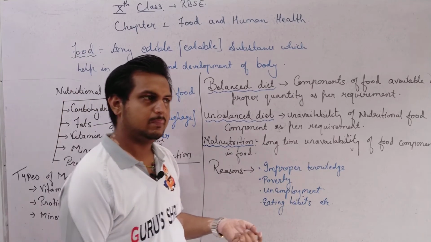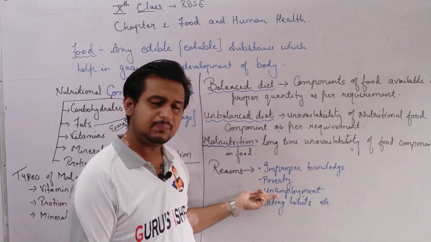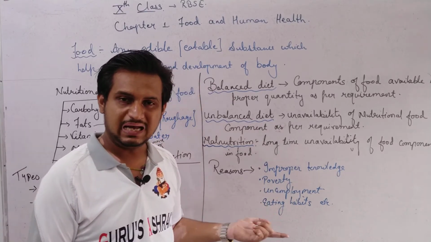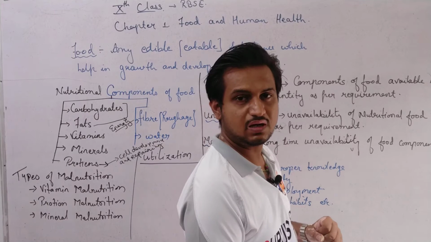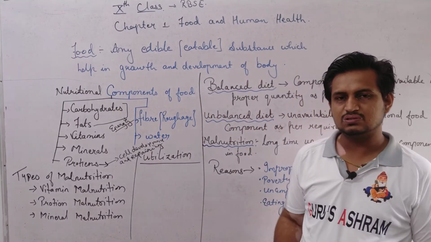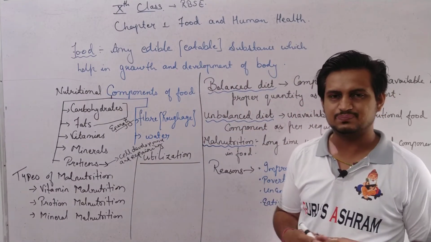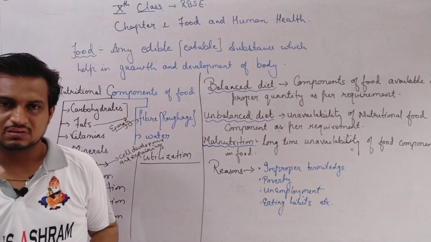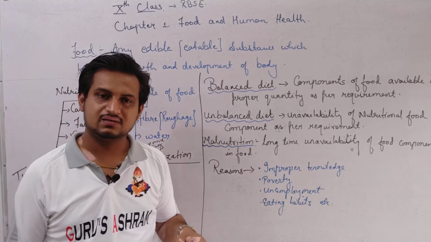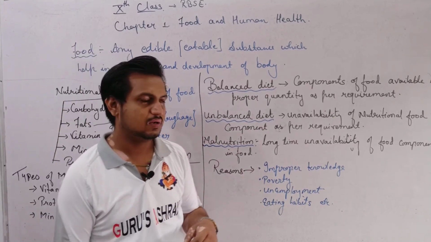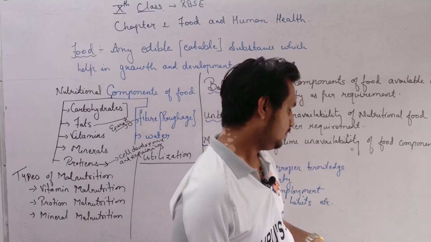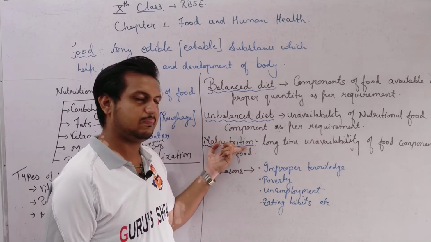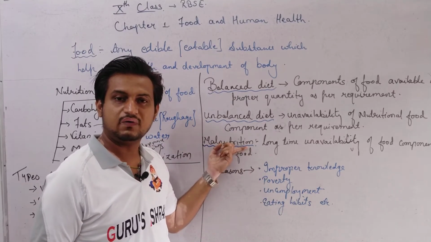Poverty, meaning less income. Unemployment, no proper source of income. And eating habits. As I said, many of them want only sweets, ice creams, potatoes, rice, but they hate onions, brinjal, bitter gourd. So these eating habits are a source of malnutrition, which is not good for our health.